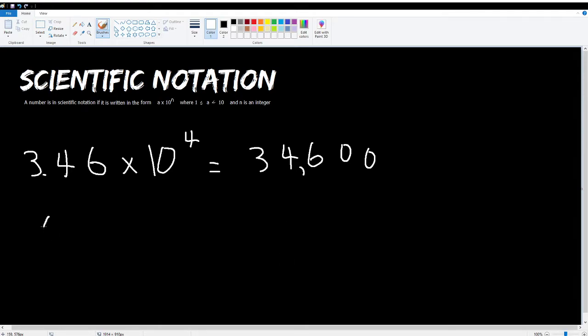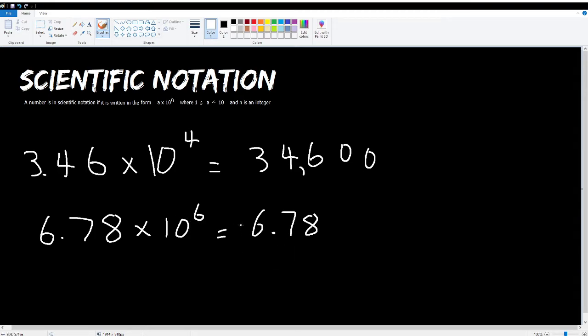Let's just say I have 6.78 times 10 to the 6. Remember, once again, I write down the decimal, 6.78, and I ask myself, how many times do I need to move the decimal? Well, I look at the exponent. The exponent says 6, so I have to move it 6 times. It's a positive exponent, so I have to move to the right: 1, 2, 3, 4, 5, 6. That's where my new decimal place is going to be. Once I have that, I can get rid of this decimal.